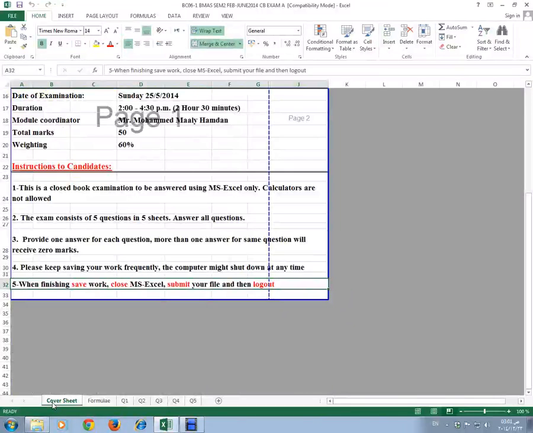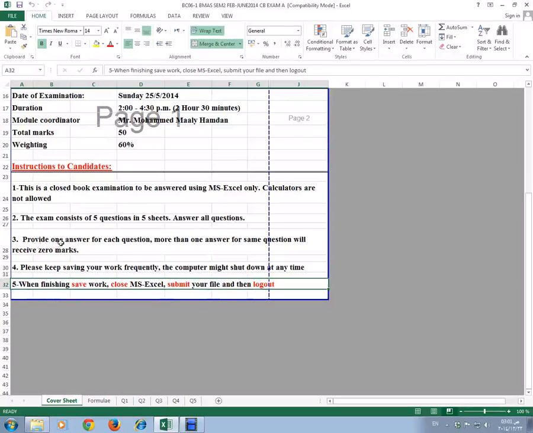The first sheet is a cover sheet that includes instructions. This is a closed book examination to be answered using Excel. Calculators are not allowed. The exam consists of 5 questions in 5 sheets. Students are required to answer all questions.